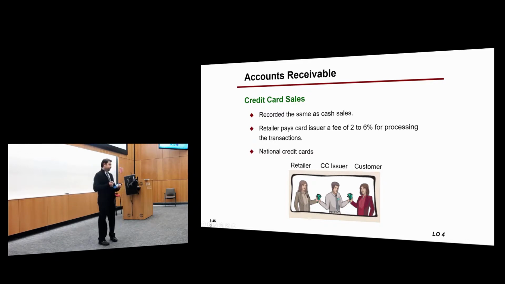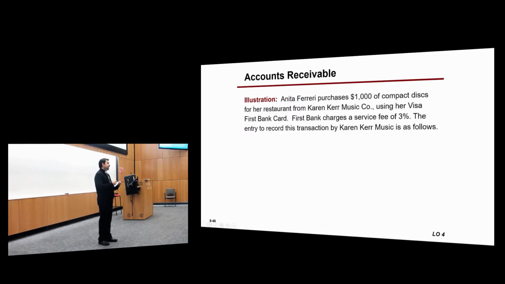And so, the way to record that transaction is, for example, Anita Ferrari purchases $1,000 of compact discs for her restaurant from Karen Kerr Music, okay? Using her Visa from First Bank card. So it's from First Bank, she's using her Visa card. The company has to pay the bank 3%. This is the charge. It's 3%.